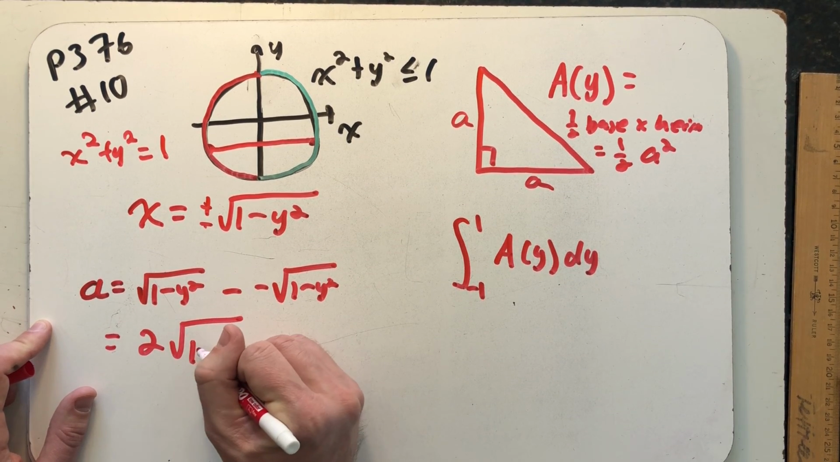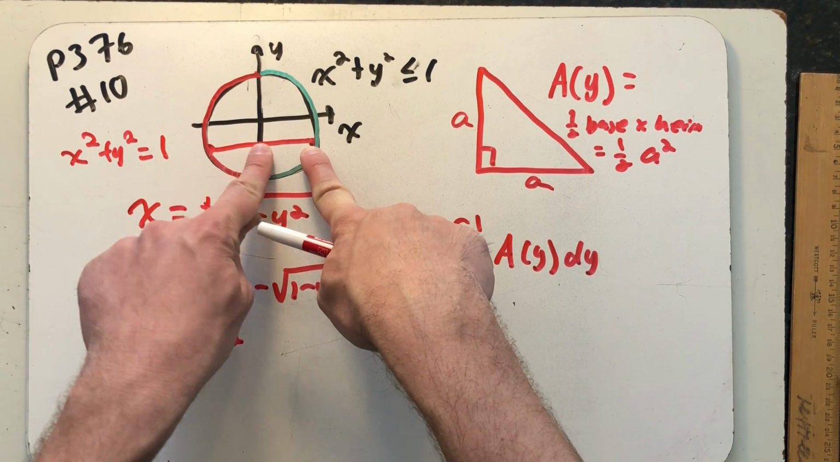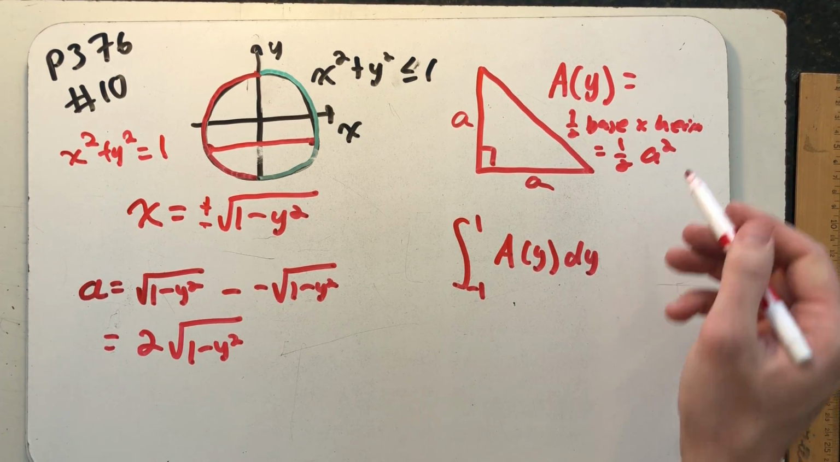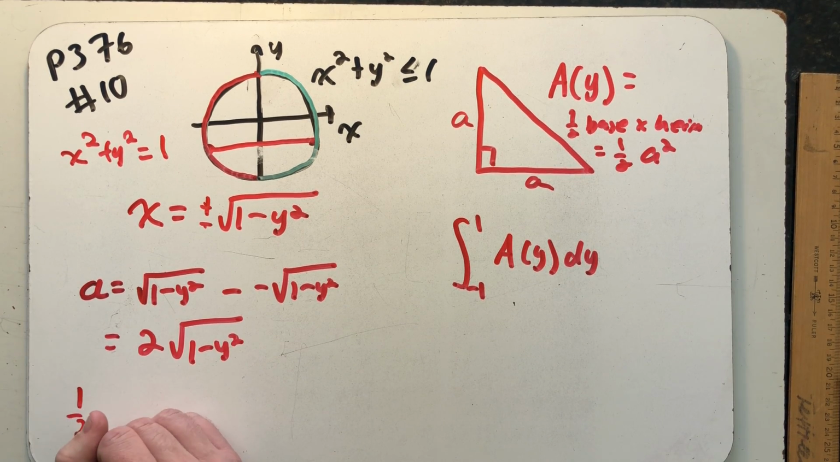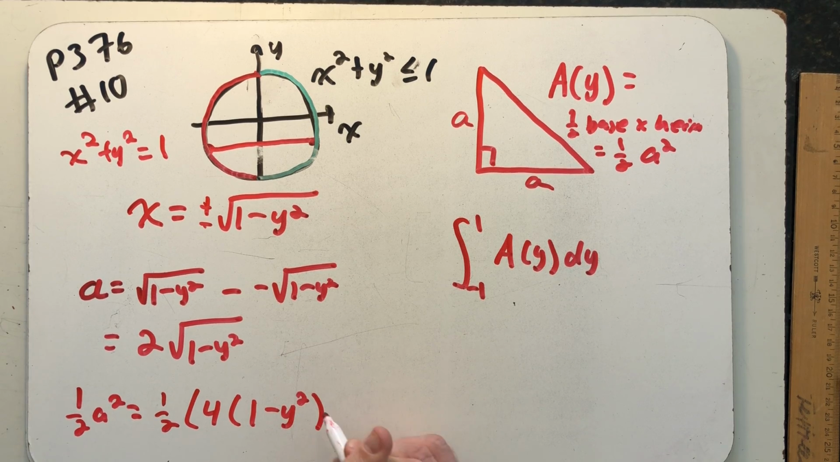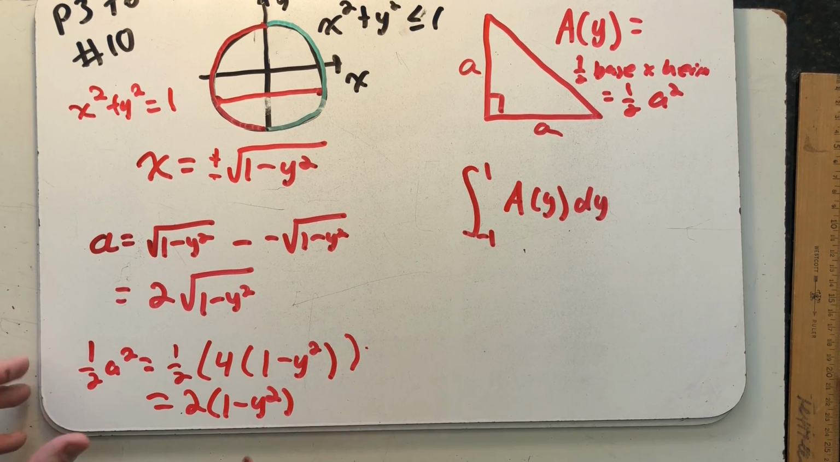Or 2 times the square root of 1 minus y squared. And if we think about it, half the distance over is just root 1 minus y squared, and clearly we have 2 of them. So there are 2 different ways to think about how to get to this formula for a. But I really need to know what 1/2 times a squared would be. So I'd have 1/2, and now I need to square this, so 4 times 1 minus y squared. So I end up with an area formula that's just 2 times 1 minus y squared. That's my nice, happy area formula for that triangle, and now we're ready to integrate.